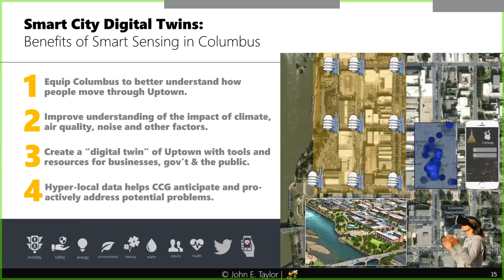And at that final fourth level of intervention, the hyperlocal data can help Columbus City government to anticipate and address potential problems. In the near term, that's providing them with alerts when certain thresholds or combinations of data thresholds are crossed. But down the road, and certainly during the project, we'll be thinking through what specific things could be done to enable the smart city digital twin to directly act in the benefit of the citizens.